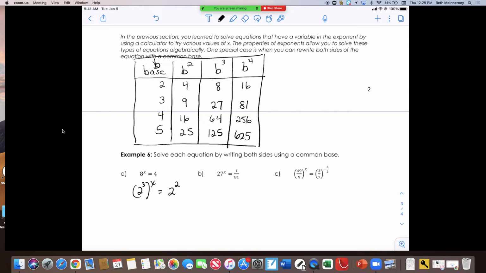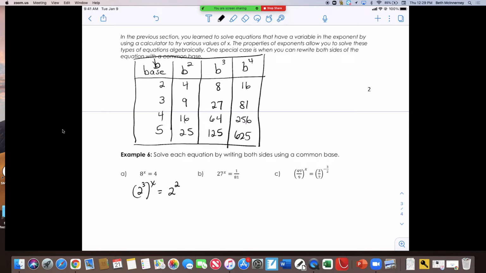When the variable's in the exponent, you can't multiply or divide both sides by something and get the exponent down. We're going to learn later in the chapter a math tool that we're going to put in our tool belt that will help us. But for now, what I know is if I can create common bases, and the bases are the same, then the exponents have to be equal. Okay, so what I know is 8 is 2 cubed, and I know 4 is 2 squared.